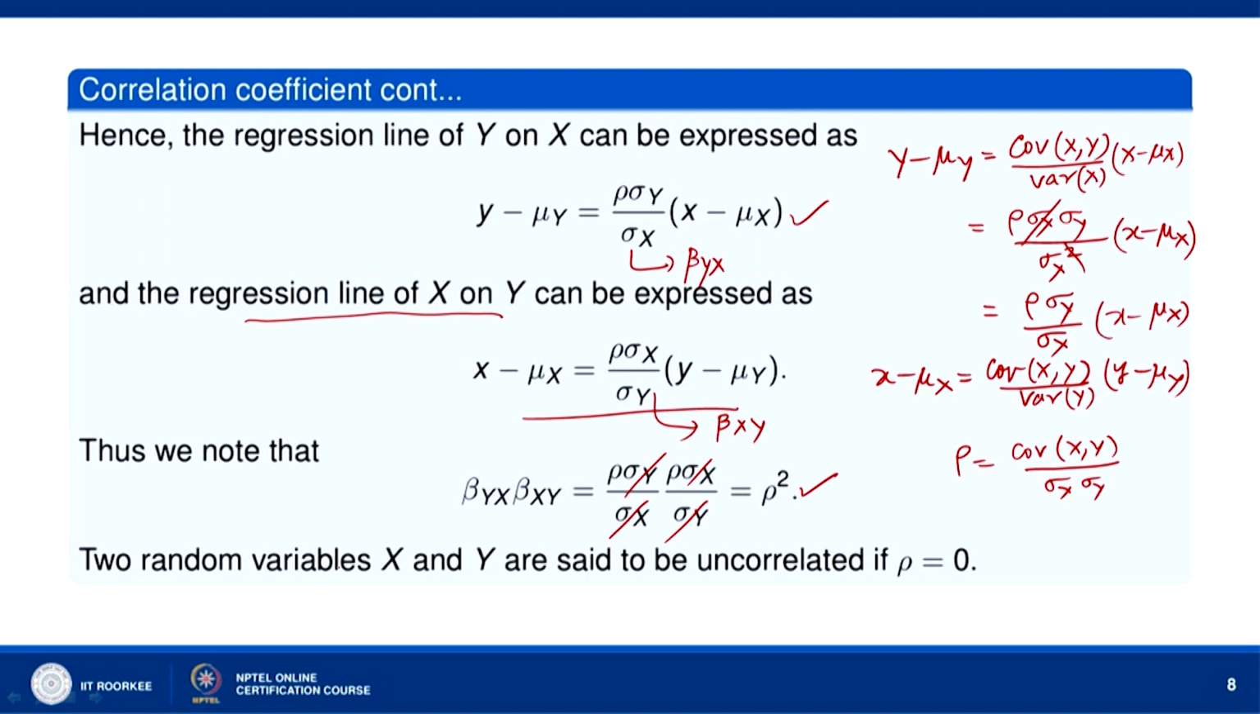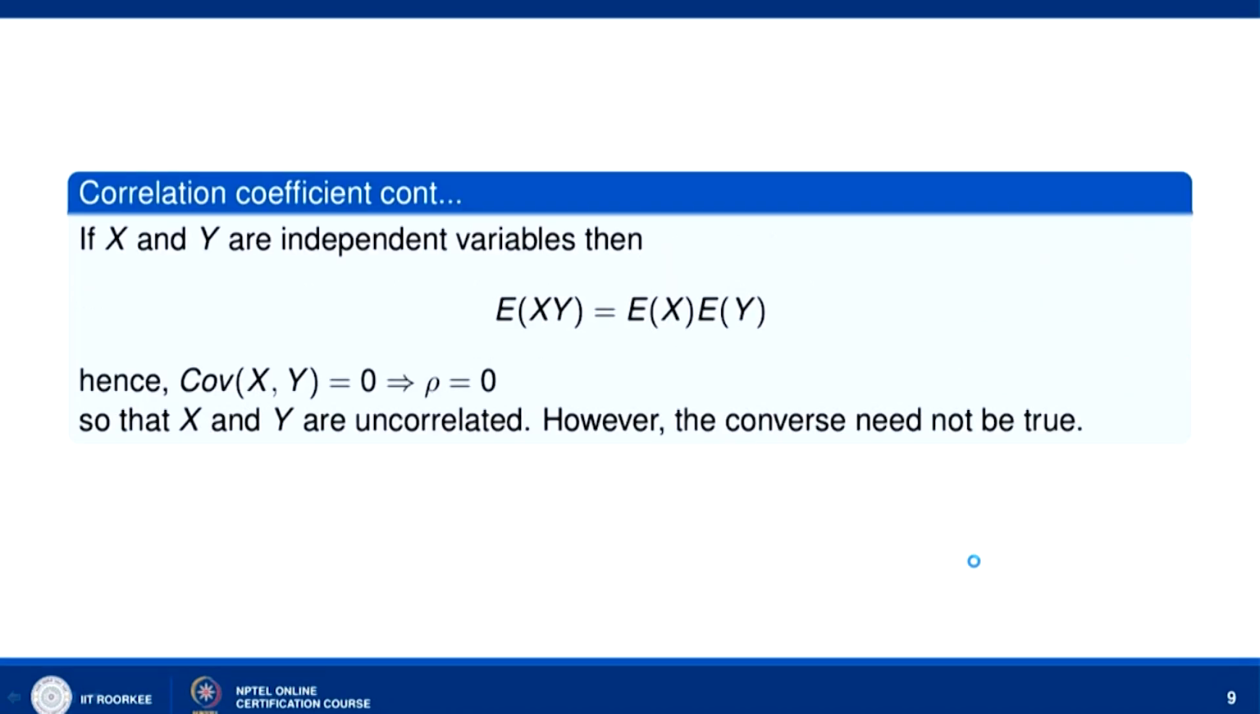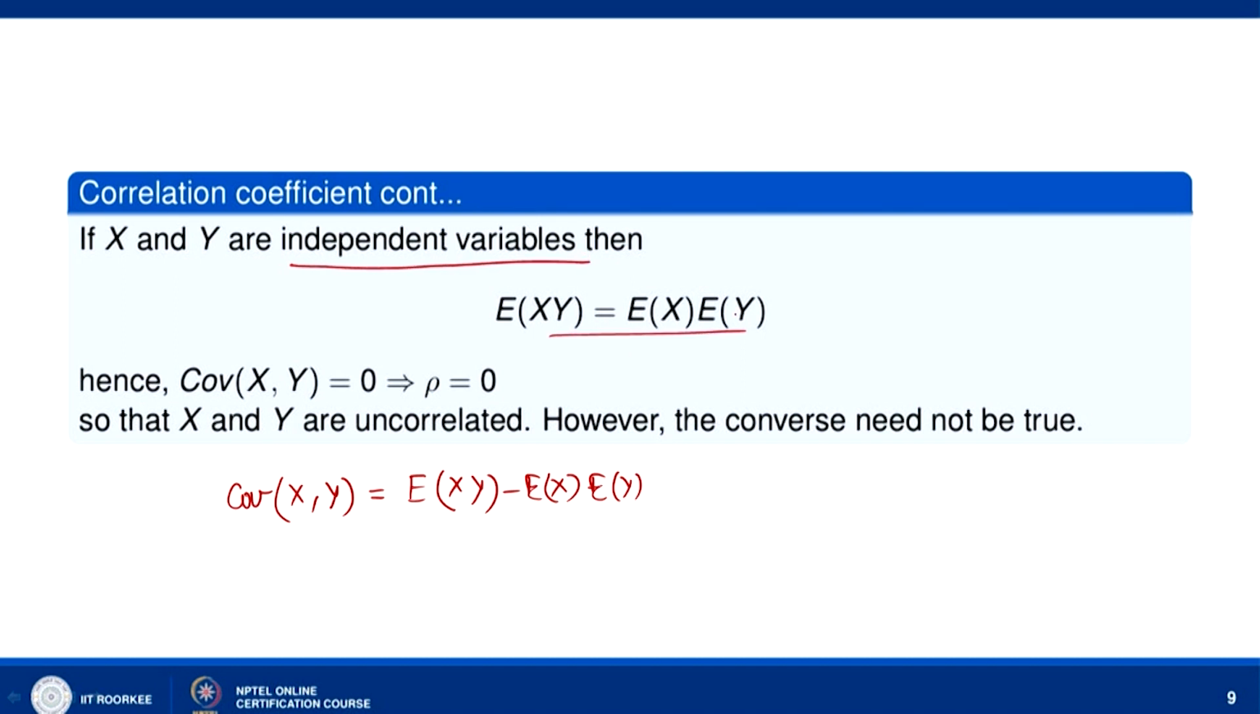The two random variables x and y are called uncorrelated if the correlation coefficient rho is equal to 0. If x and y are independent variables, then we know that expected value of x into y is equal to expected value of x into expected value of y. Hence, covariance of x y is expected value of x y minus expected value of x into expected value of y. This we know. So, when x and y are independent random variables, E x y equals E x into E y, which gives us E x into E y minus E x into E y, giving covariance of x y equal to 0.